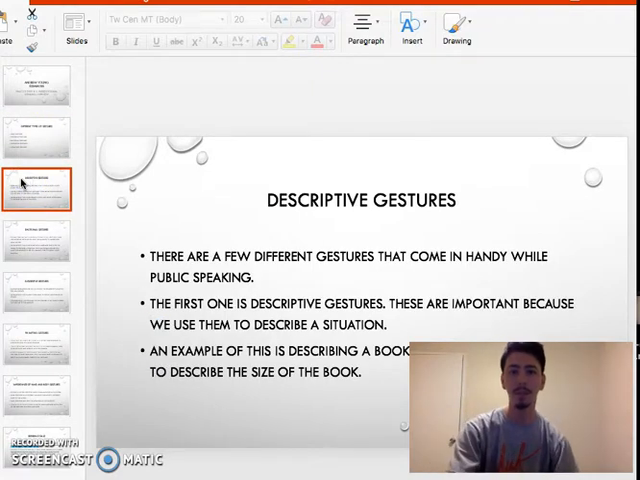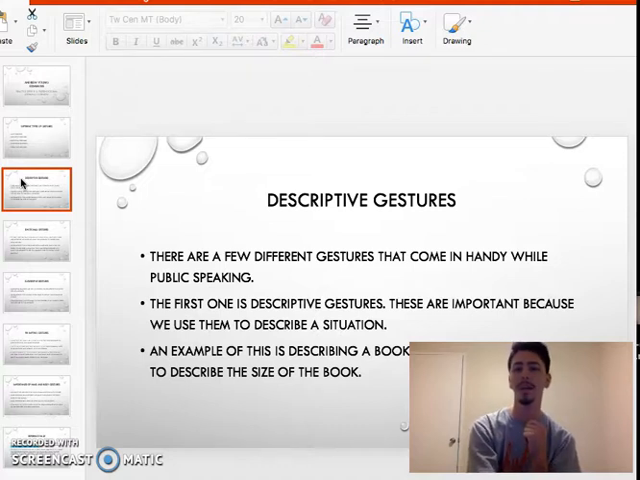So first, our descriptive gestures. Obviously, there are many different types of gestures, from body language to hand gestures to just everything when it comes to public speaking. You want to get familiar with everything, so it's important to understand it and get familiar right away.